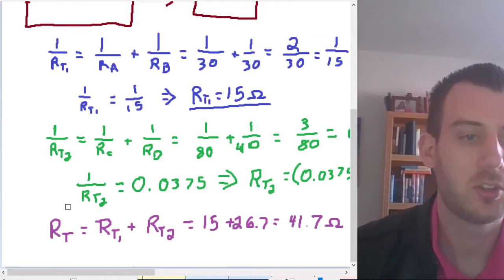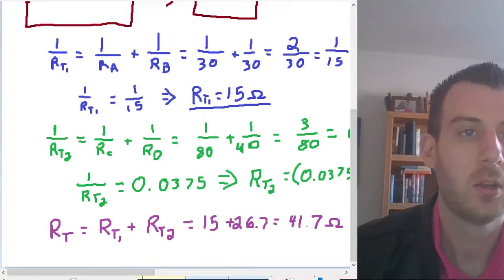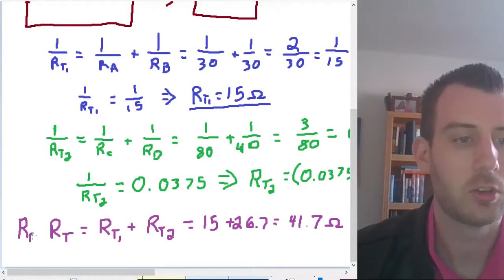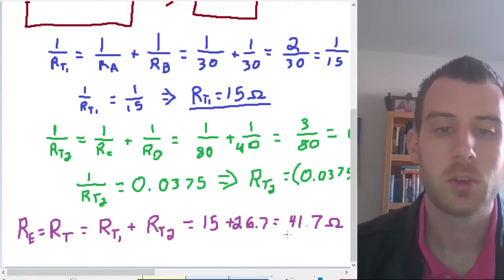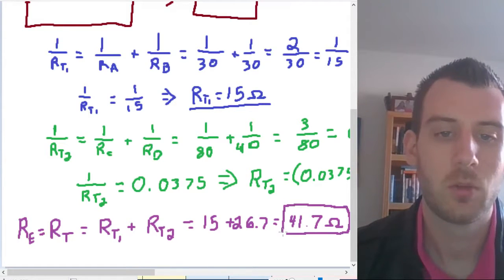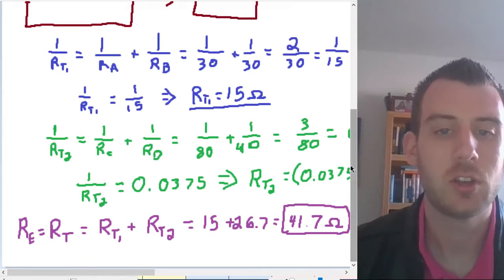My total resistance, sometimes your teacher may write it as R sub E. Always good to match the teacher's notation because the teacher is going to be the one giving you points on the test and homework. And so there we go. This is going to be my total resistance. 41.7. Yep, checks out against my note sheet here.